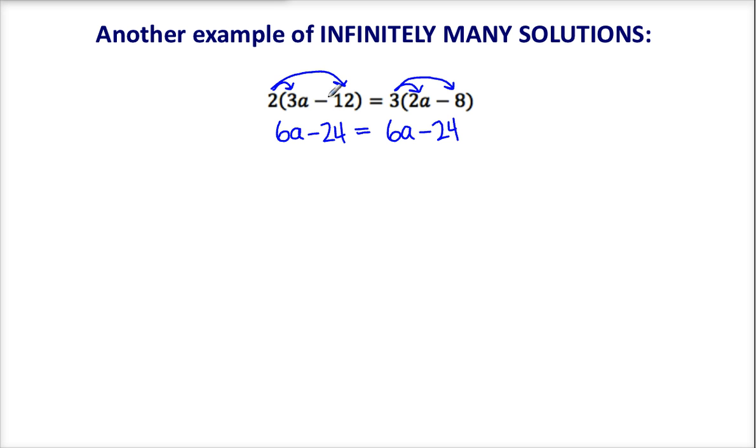So notice, once we do our simplifying and use the distributive property here, we see that we have the same expression on both sides of the equal sign. And so when we have the same variable and the same constant, that means our equation will have infinitely many solutions.